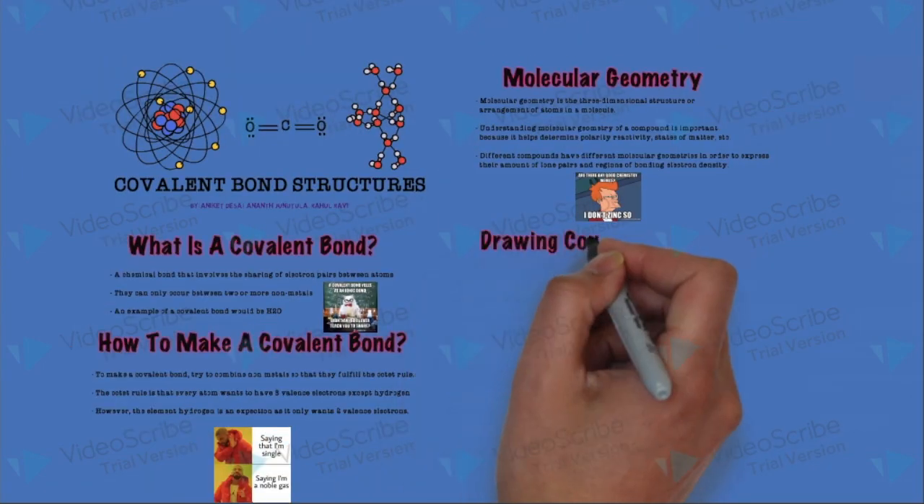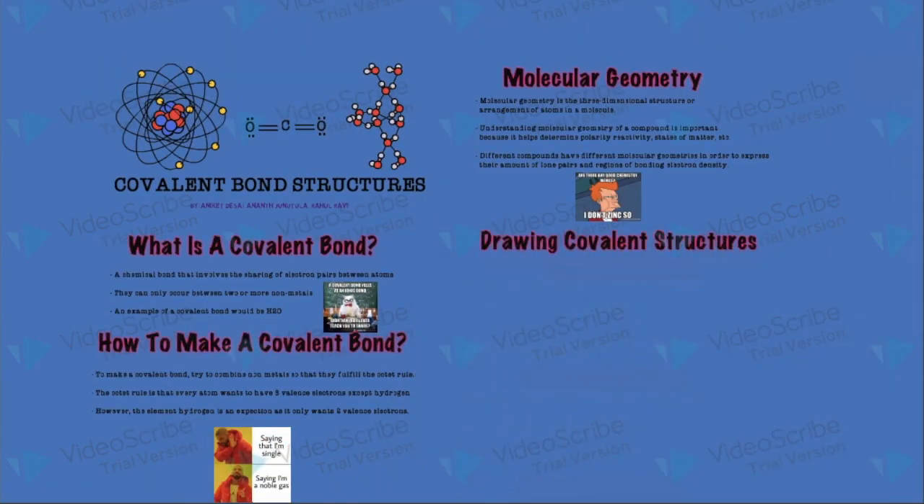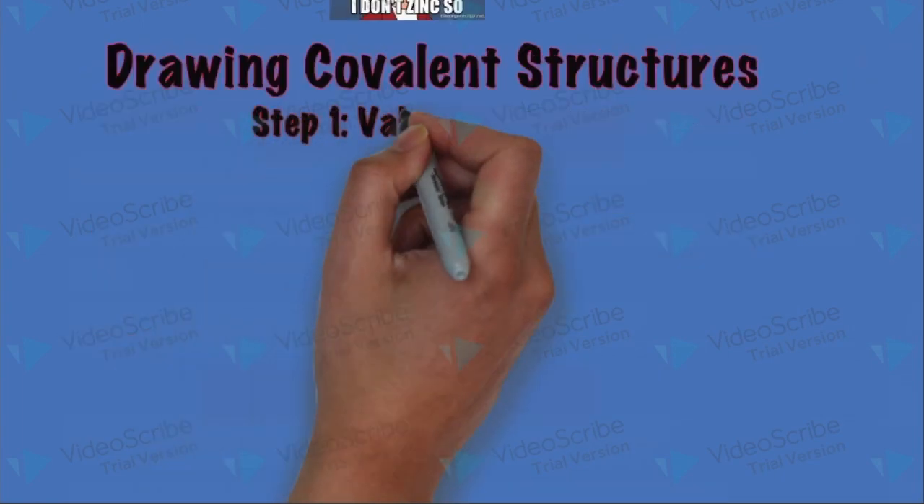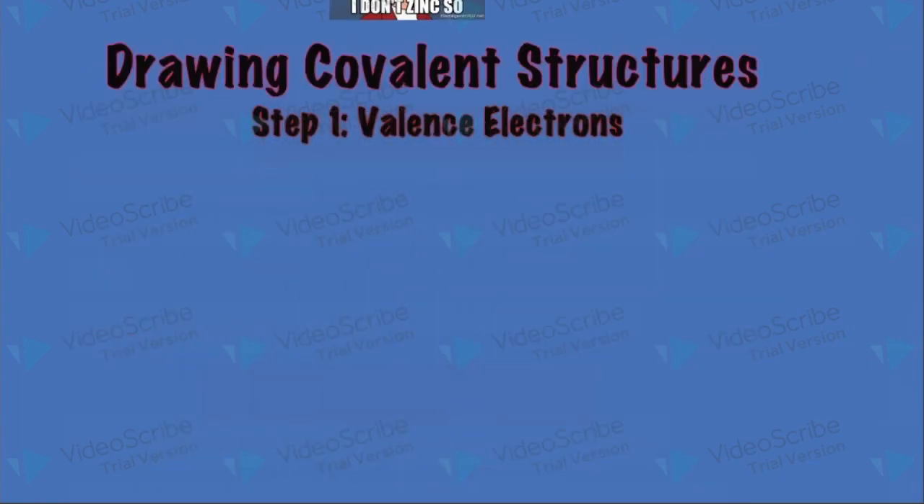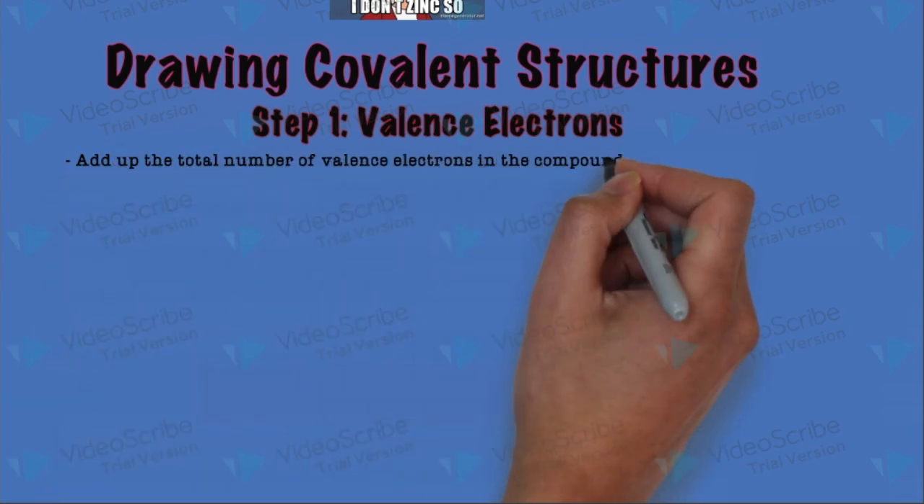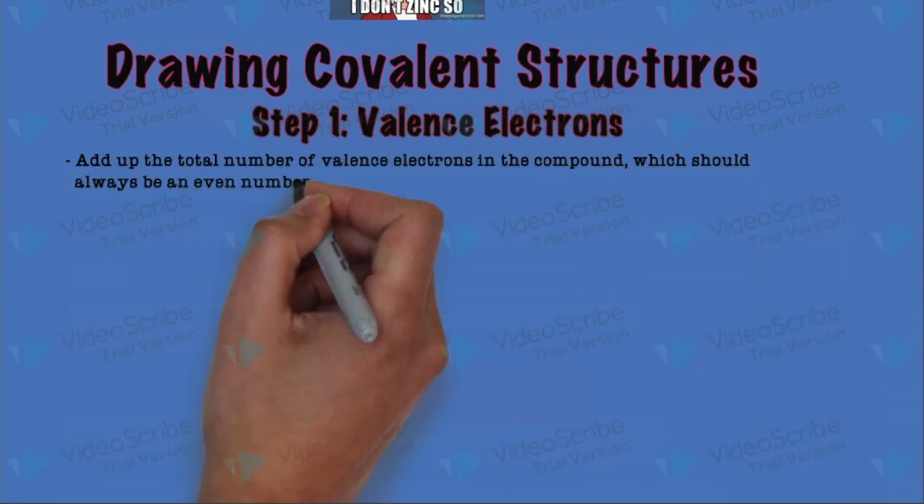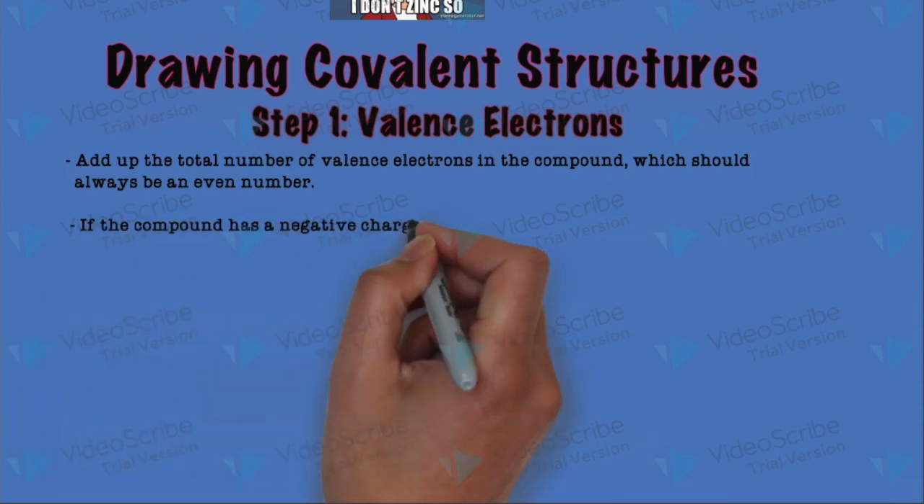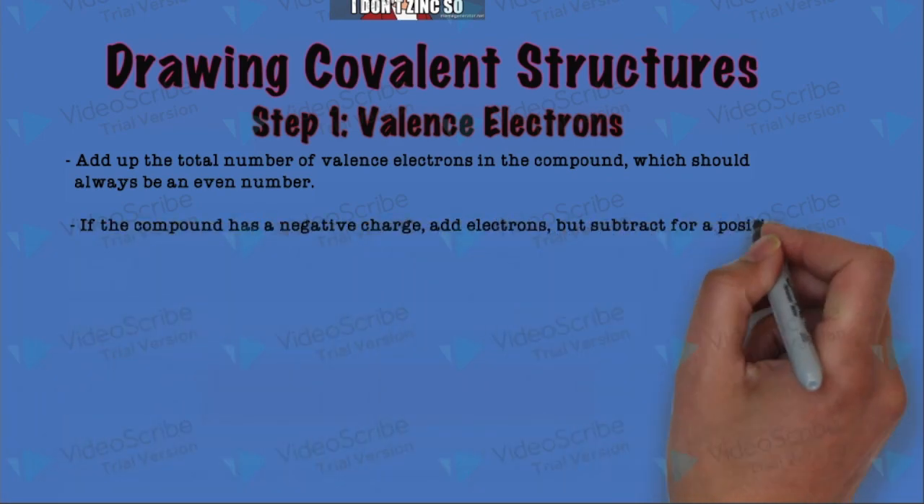So now we're at one of the most important parts, drawing the covalent structure itself. The first step of this is finding the number of valence electrons in the compound. The goal is to add up the total number of valence electrons, which should always be an even number. If the compound has a negative charge, add electrons, but subtract for a positive charge.